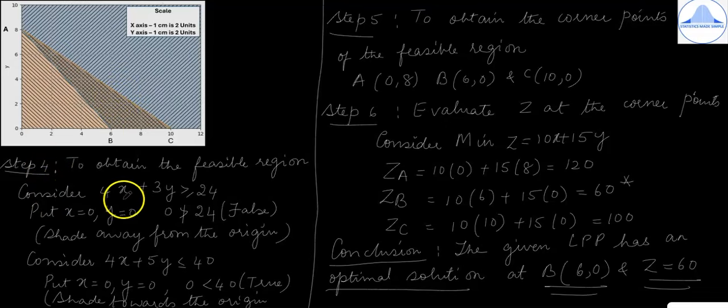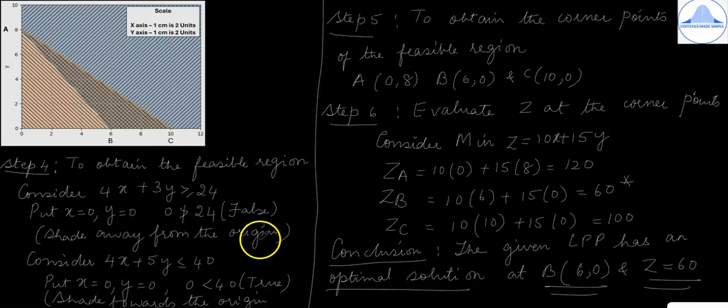So first we take the inequality now, not the equation. You consider 4x plus 3y greater than or equal to 24. In this inequality, put both x and y as 0. So on the left hand side, you will get 0, and on the right hand side you have 24. So 0 is not greater than 24. So it is false. So whenever the condition is false, we shade away from the origin, that is on top of the line.